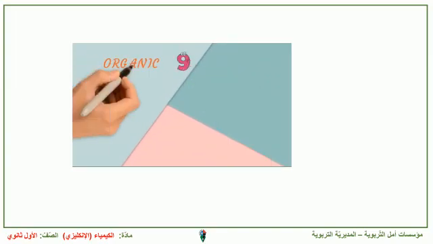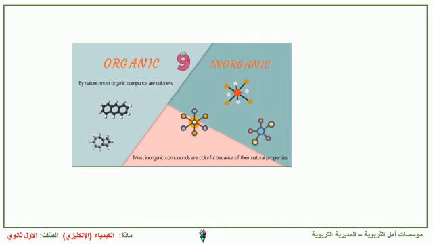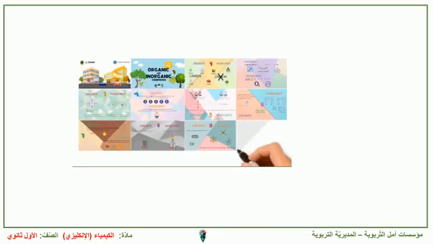9. Most organic compounds are colorless, while most inorganic compounds are colorful because they are in group B on the periodic table, and their natural properties are indeed colorful.